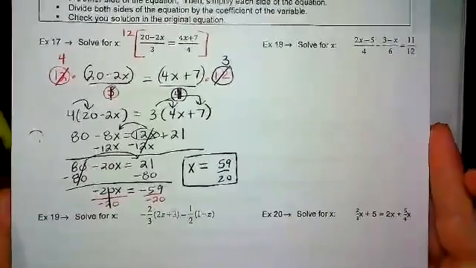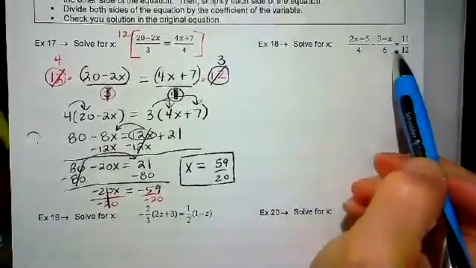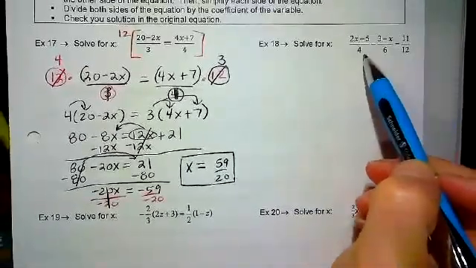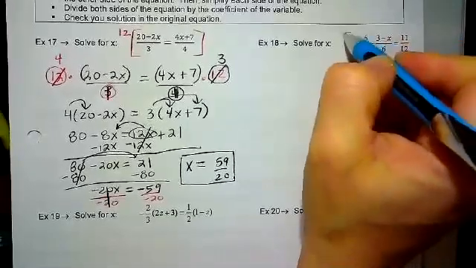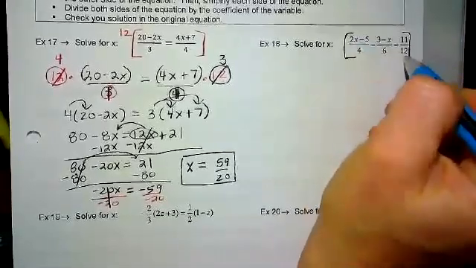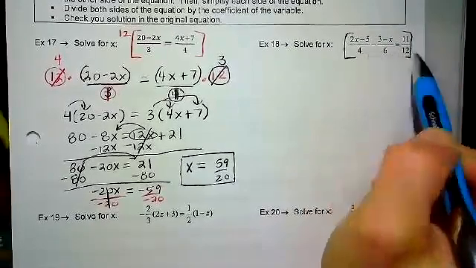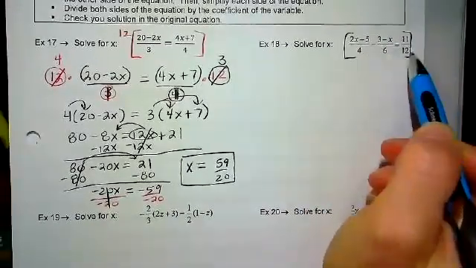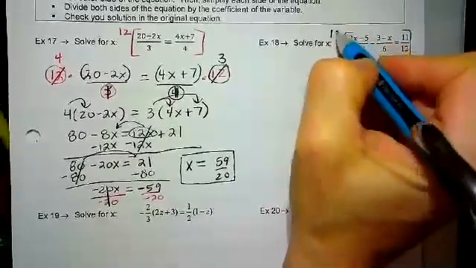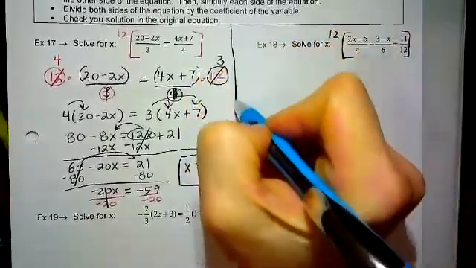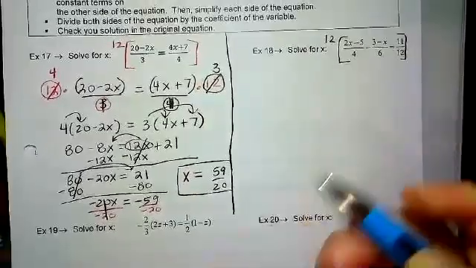Okay, looking at example 18. Again, we have more than one fraction happening. So what we want to do is get rid of the fractions all in the first step. We have a 12, a 6, and a 4. What I noticed is 4 can go into 12 and so can 6. So again, we're just going to multiply this entire thing by 12.